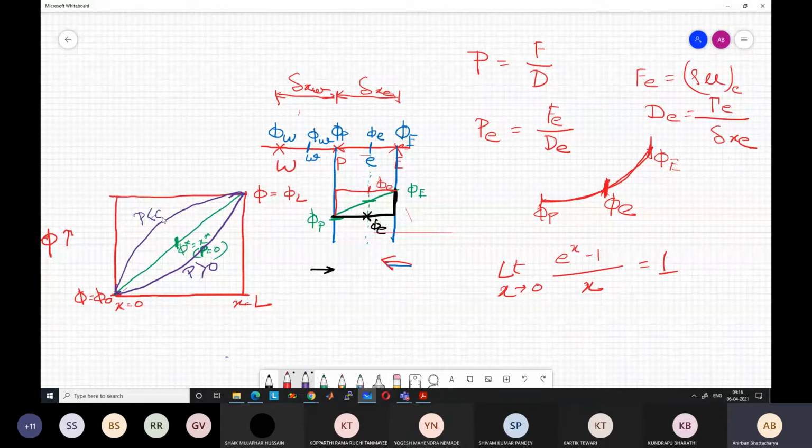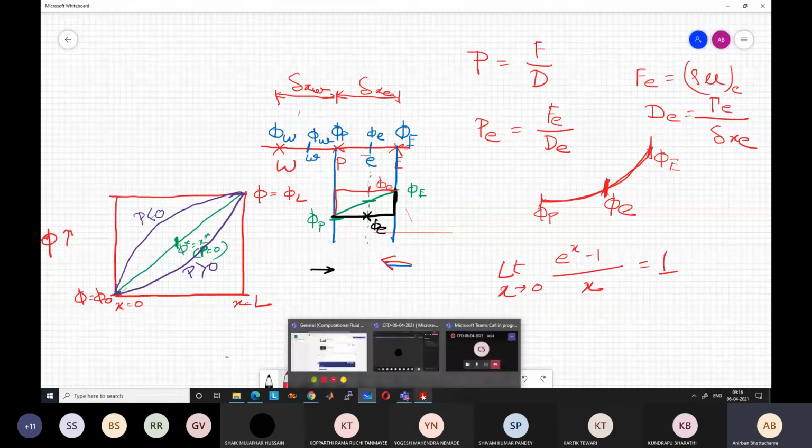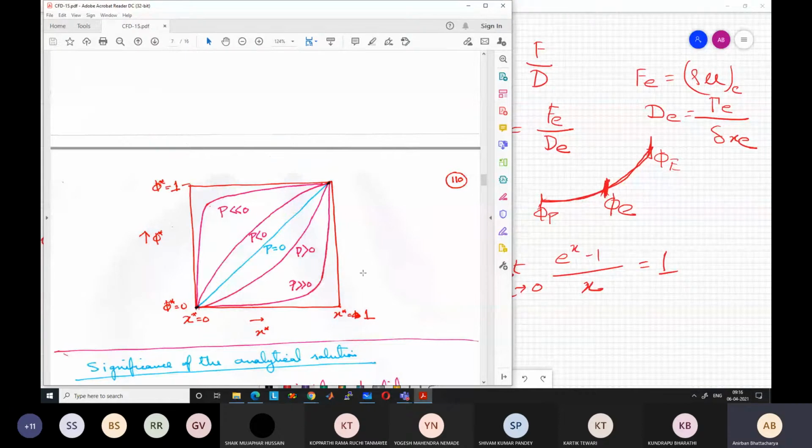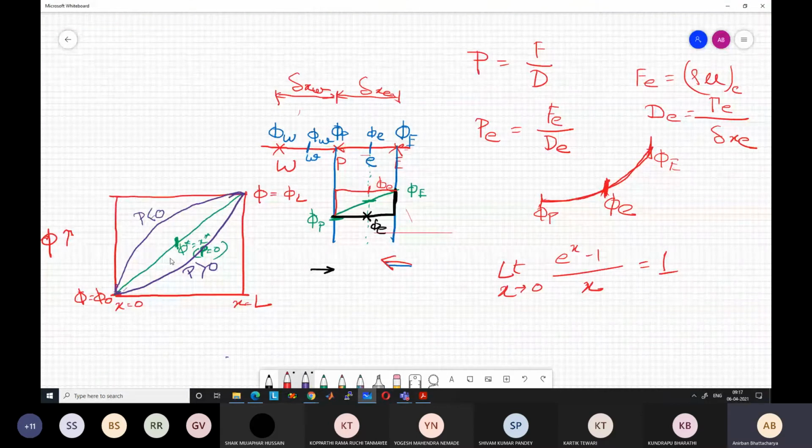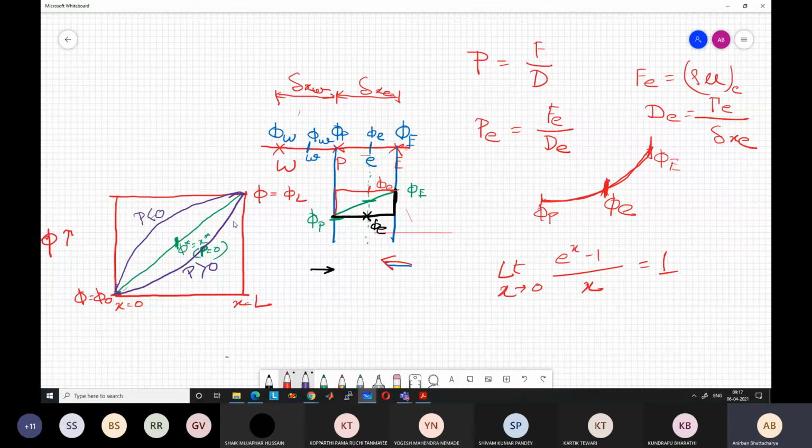These are some of the variations I have already shown here, what I was drawing here. These are some of the variations with different Peclet numbers. All negative Peclet numbers will be above the green line. All positive Peclet numbers will be below the green line. The green line is Peclet number equal to 0. And if it becomes more and more negative, this line will become more and more like this.